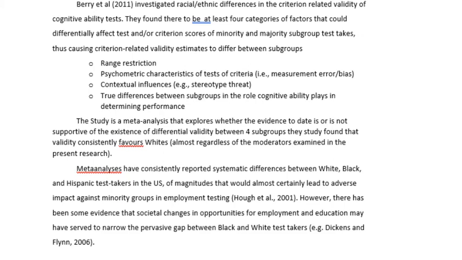plays in determining performance. The study is a meta-analysis that explores whether the evidence to date is or is not supportive of the existence of differential validity between subgroups. The study found that validity consistently favours whites, almost regardless of the moderators examined. Meta-analyses have consistently reported systematic differences between white, black, and Hispanic test takers in the US, of magnitudes that would almost certainly lead to adverse impact against minority groups in employment testing.